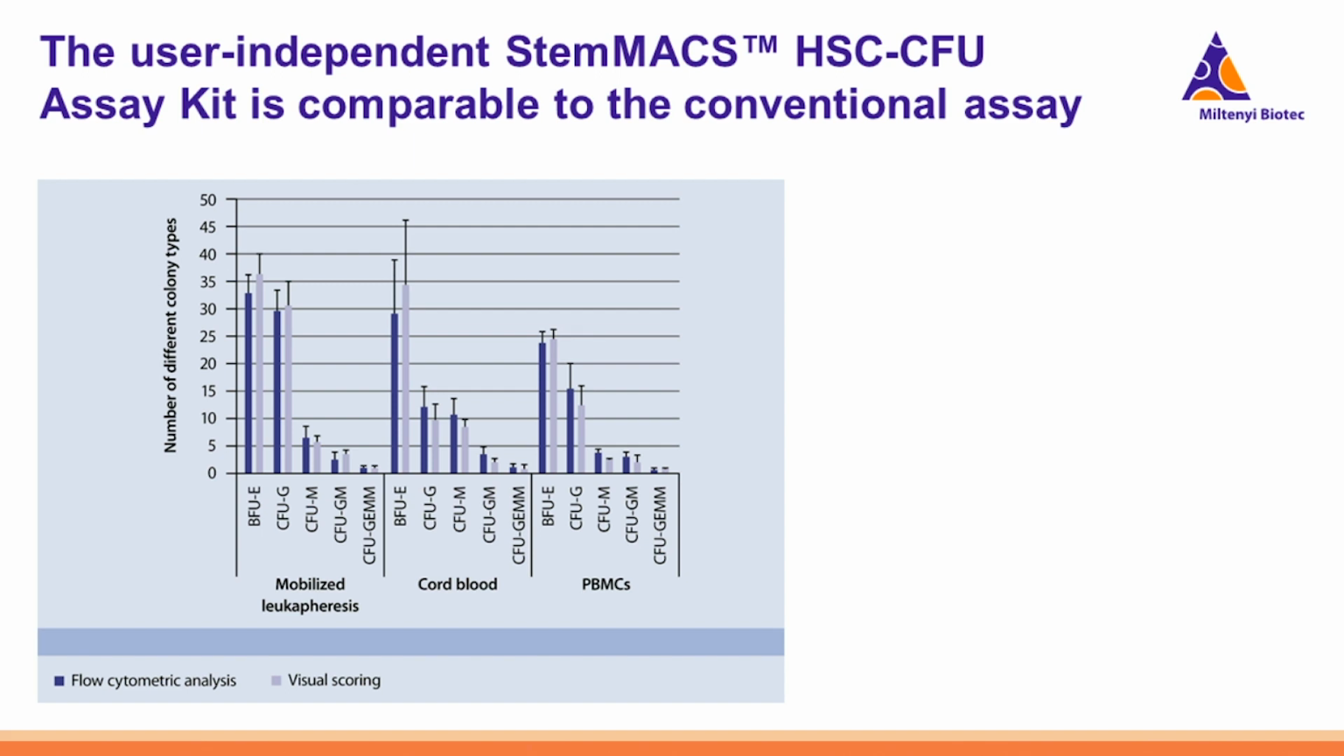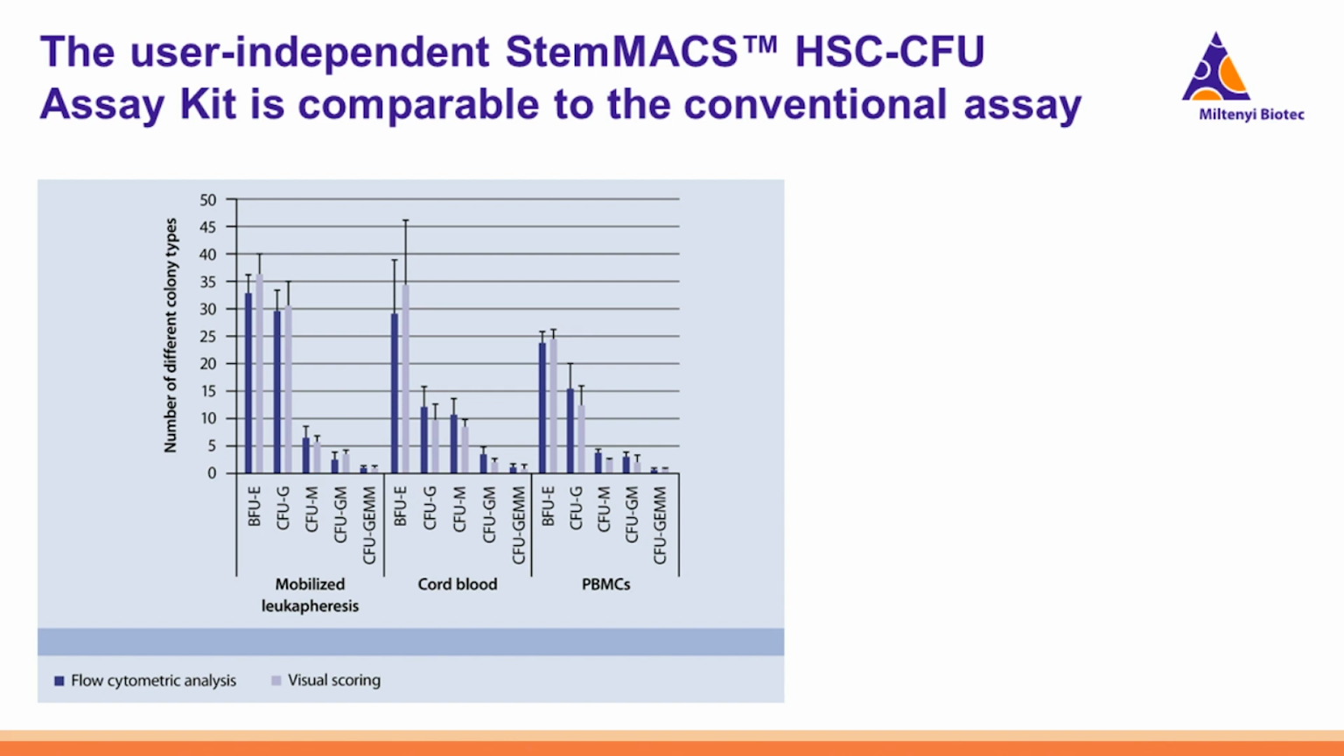Here, we compared the results achieved by a StemMax HSC CFU assay kit based on flow cytometric analysis with the conventional assay based on visual scoring. Here, CD34 plus cells were isolated from three different sources: mobilized leukapheresis, cord blood, and peripheral blood mononuclear cells, PBMCs. The CD34 plus cells were seeded in the media from the StemMax HSC CFU assay kit or the conventional assay.